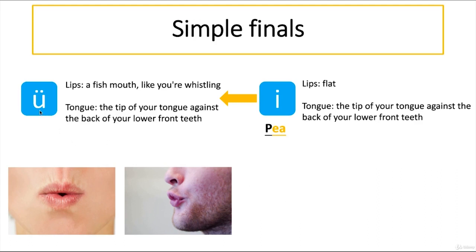The last one is ü. This one might be a little bit difficult, but let's start from i. Remember how we pronounce i? The tip of your tongue pushing the back of your lower front teeth, and your lips are flat. So we start from there. Hold every position there except tighten your lips and make a fish mouth, like in the picture, kind of like you're whistling. Hold your tongue position the whole time you're pronouncing it, and don't relax it until you completely finish pronouncing the sound. So let's give it a try.